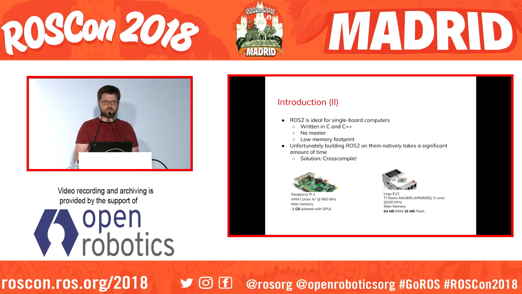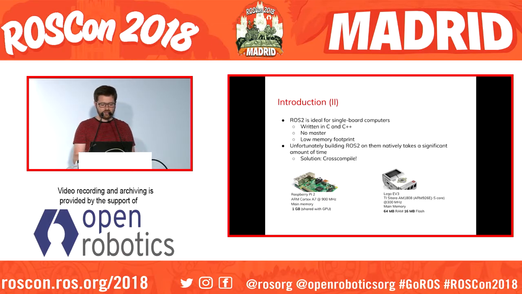ROS2 also has a low memory footprint. Memory is very expensive, so these boards don't have much. For example, the Lego EV3 only has 64 megabytes of RAM. So the thing is that I got ROS2 built for the Raspberry Pi, but it took a couple of hours. This was on the Raspberry Pi. So imagine how long it would have taken on the Lego EV3. And then I thought, why not use a full-featured computer to cross-compile ROS2?